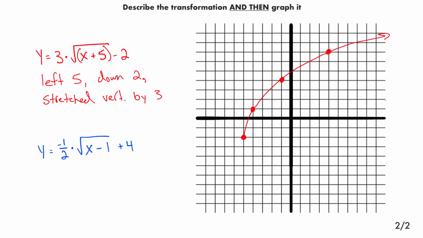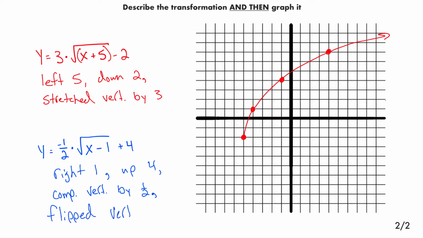Problem number 2. The minus 1 is going to make me go right 1. The plus 4 is going to make me go up 4. The 1/2 is going to make me compress, because it's smaller than 1, vertically, because I haven't shown you how to do horizontal yet, by 1/2. And then lastly, that negative is going to flip this vertically.